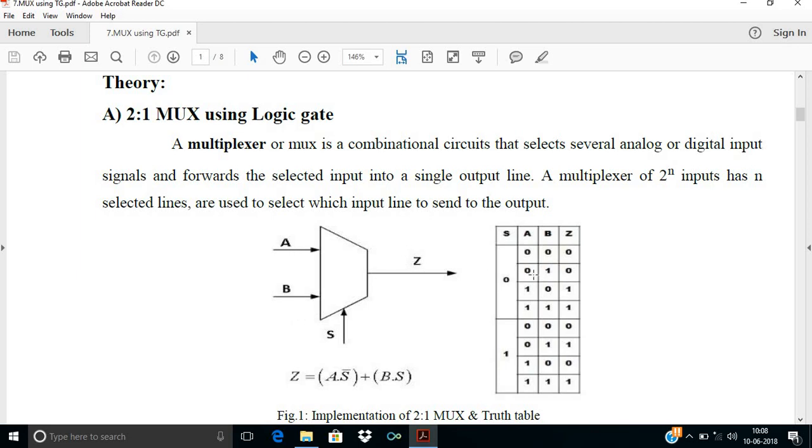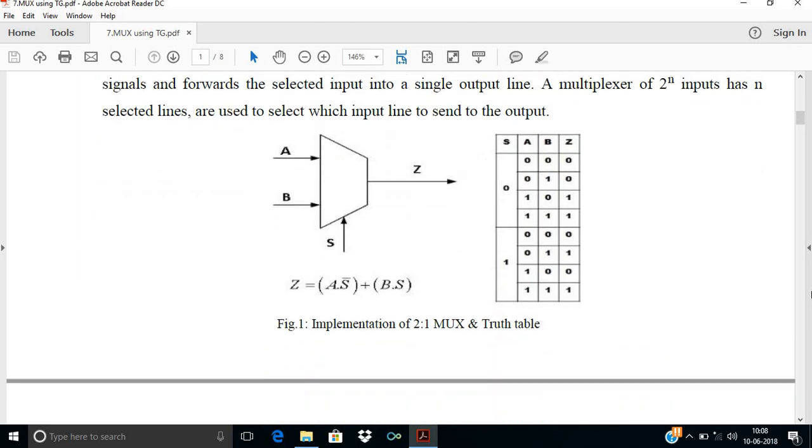Here you can see the truth table: when the select line is 0, all the combinations of A and B, and when the select line is 1, all the combinations of A and B, and depending on that the output is transferred. From this truth table we have obtained the expression Z is equal to A into S bar plus B into S.